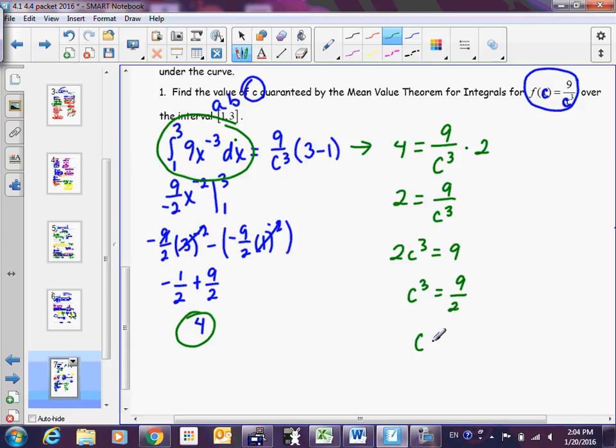Okay, so let's go ahead and just get c by itself. It's just the cubed root of 9/2. It doesn't simplify. Don't try it, it doesn't help you. Even if it does simplify, it doesn't help you. You have to get c by itself, but beyond that, you don't really have to do anything else.